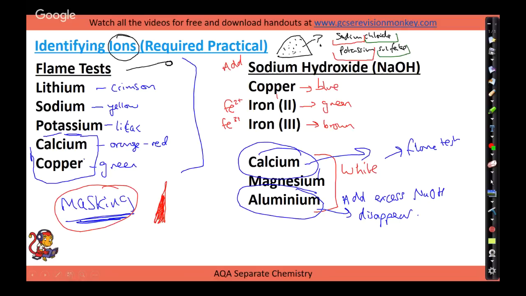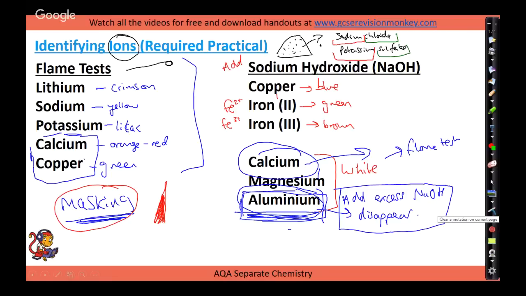But aluminium will disappear. One way to remember that is if you remember, like I do, that the American version of aluminium is aluminum. And for me, that sounds like a little Harry Potter spell, where when you say aluminum, something is going to disappear. So if you have a crazy brain like me, you might need to remember that aluminum is the one that disappears if you add excess sodium hydroxide. So aluminum to the text.